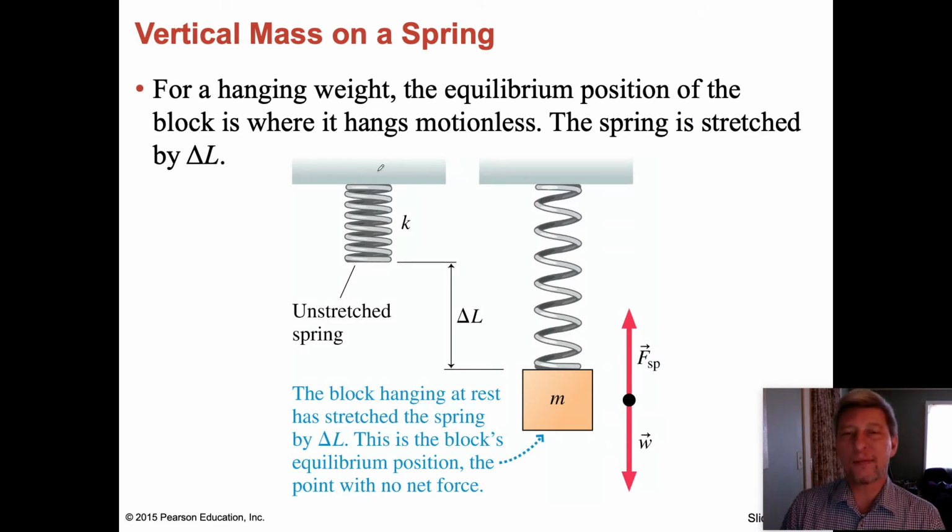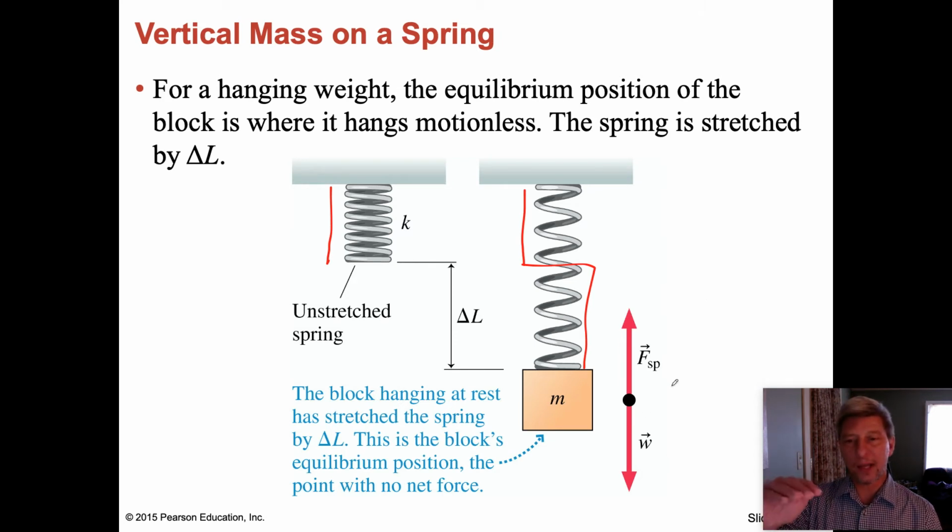The same kind of thing is true when you hang a mass on a spring. So now we're talking about vertical positioning. For a hanging weight, the equilibrium position of the block is where it hangs motionless. The spring is stretched by a distance L. So here's the unstretched spring, and that's this distance here. But then this distance from here to here is the amount that we've stretched the spring. Now the block itself has a mass of m, which means that it has a weight of w.